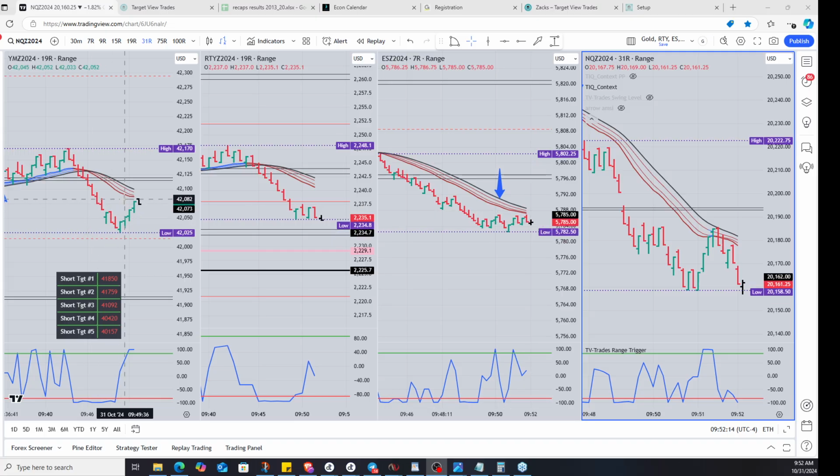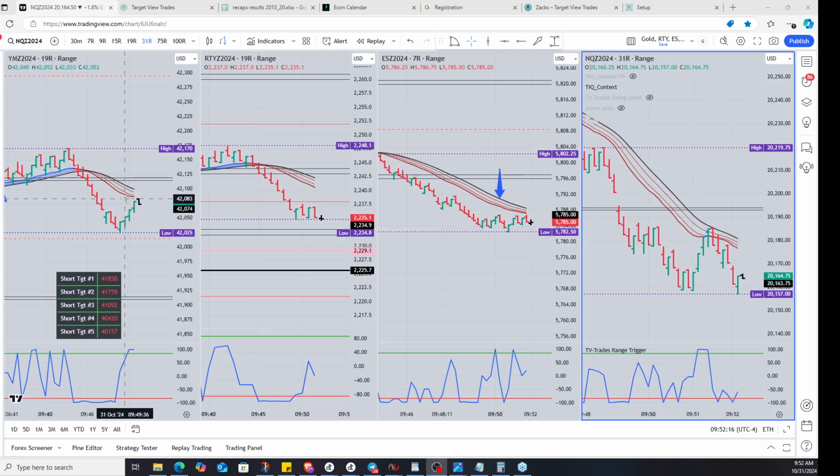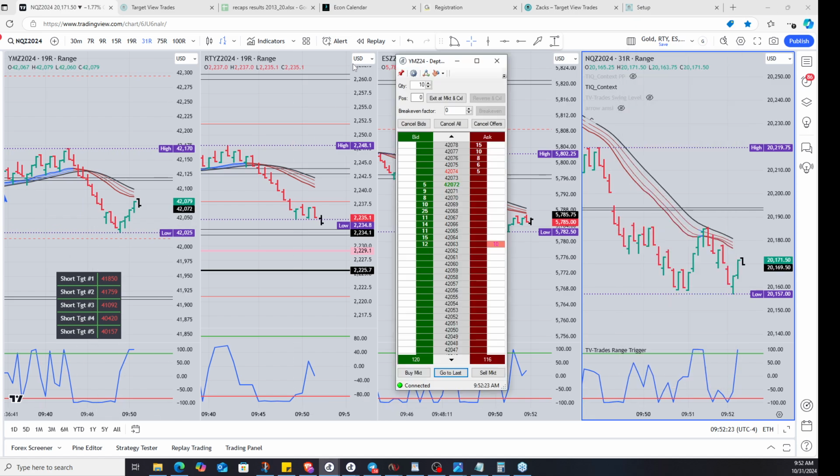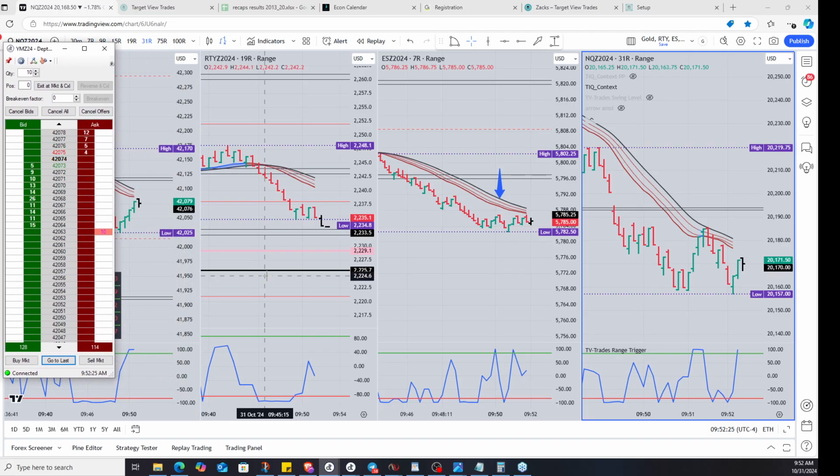If you look over here on the side, the YM has a potential trade here. It's going to be 83 down to 63 on the YM is what you'd be selling right now. Alright, 83 down to 63. Here it is. This is what it looks like on the DOM.